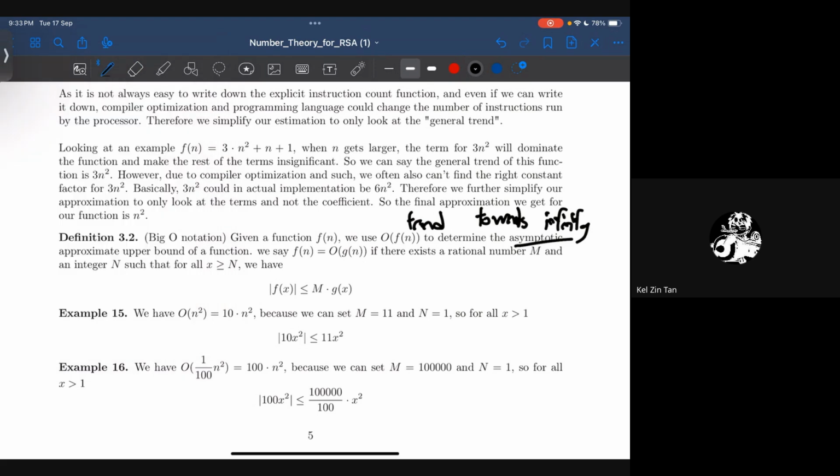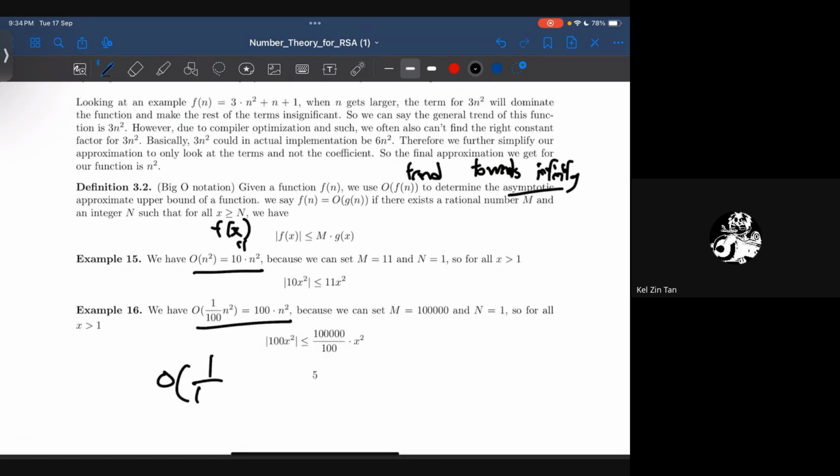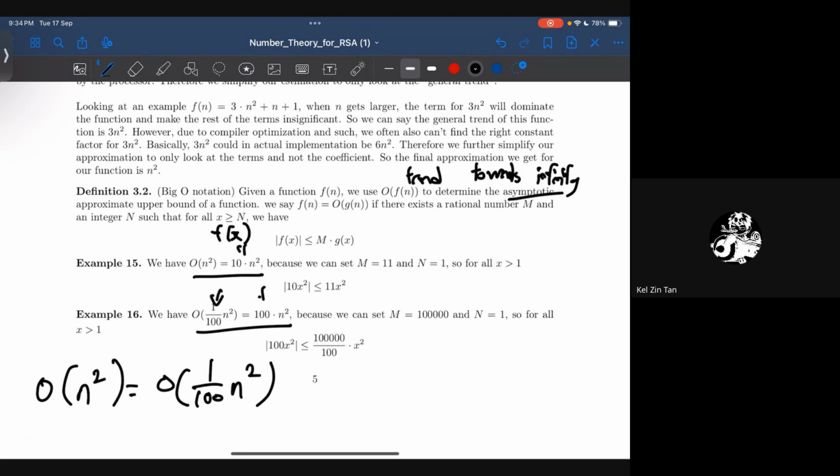Right. So what this means is that, let's say my f(x) is 10n squared. Then we can write this as O(n squared), because this is basically the largest term, right? So the largest term is n squared, and then we ignore all the coefficients. So we write this as O(n squared). Then we look at this example, 100n squared. When I write this as this, it basically means the same thing. So this is also this, because I will always ignore all the coefficients. So the coefficients don't matter. You just look at the terms.